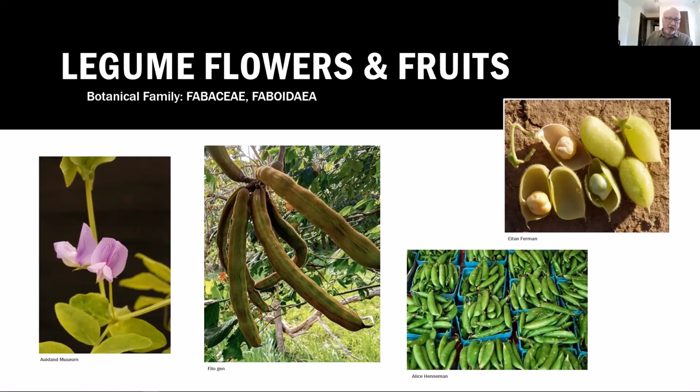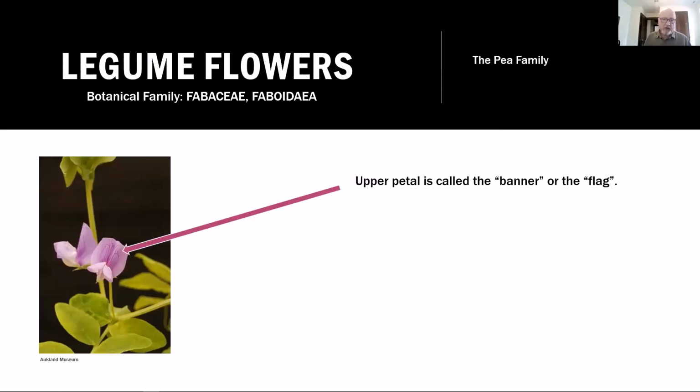So in the pea family, we have these flowers. They're bilaterally symmetric, like one side is a mirror image of the other, rather than what you think of as a typical flower radiating out from the center. And the fruits, probably everyone knows what a legume is in terms of the fruit, and that is the name of the fruit of the legume family.